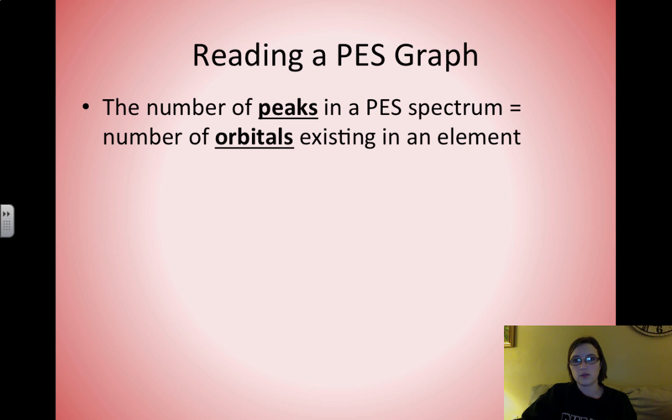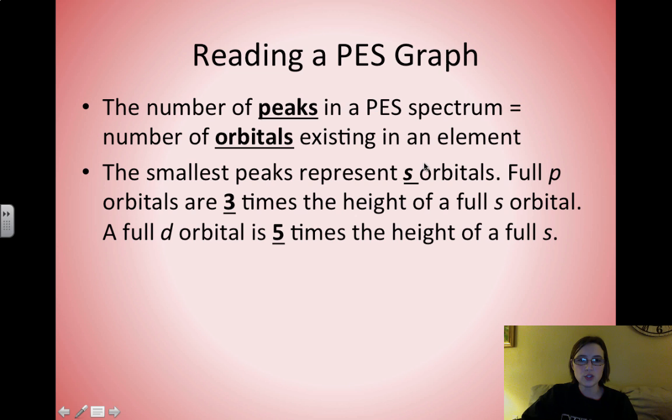The first thing you want to look for is the number of peaks in the spectrum, because the number of peaks represents the number of electron orbitals that exist in the element. The smallest peak represents the s orbitals, and remember that these s orbitals have 2 electrons. The full p orbital, which has 6 electrons, would then be 3 times the height of the full s orbital. The full d orbital, which has 10 electrons, would then be 5 times the height of the full s orbital.